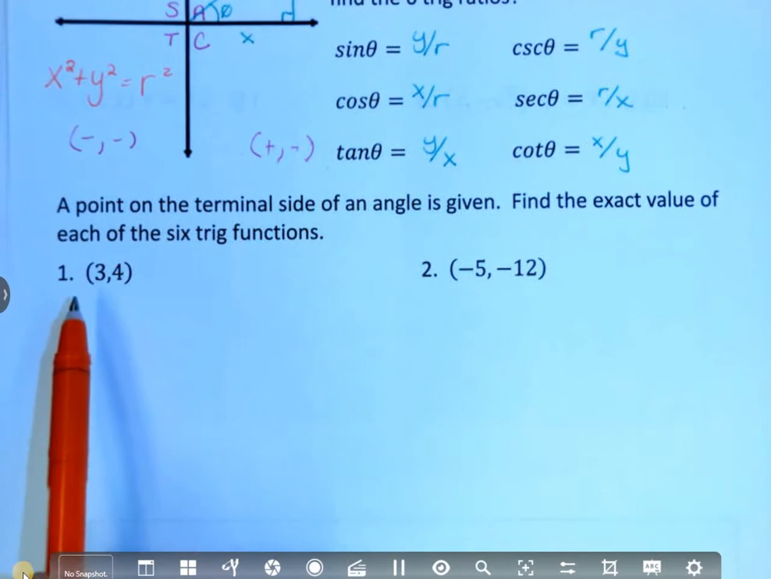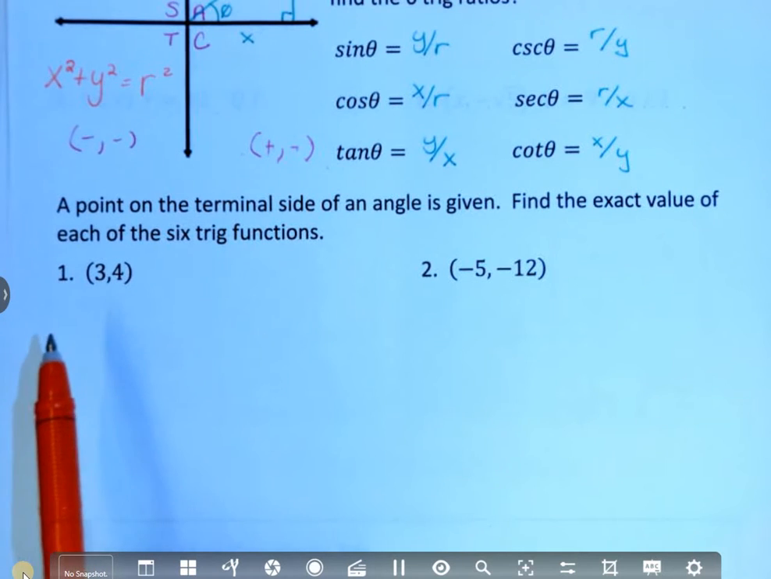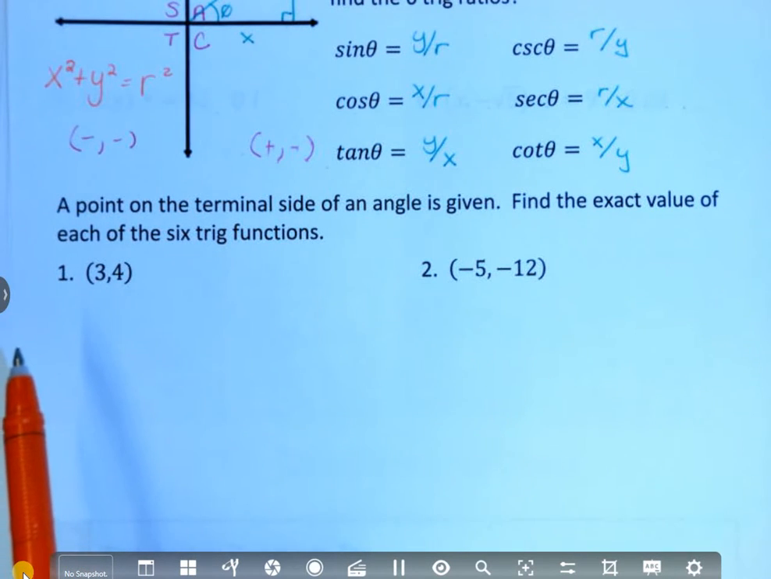See, I don't recall seeing 3, 4 on my unit circle anywhere. That's okay. It still works. I can still find sine, cosine, tangent, and all of the others of this one angle. It's almost easier because we don't have to memorize anything.